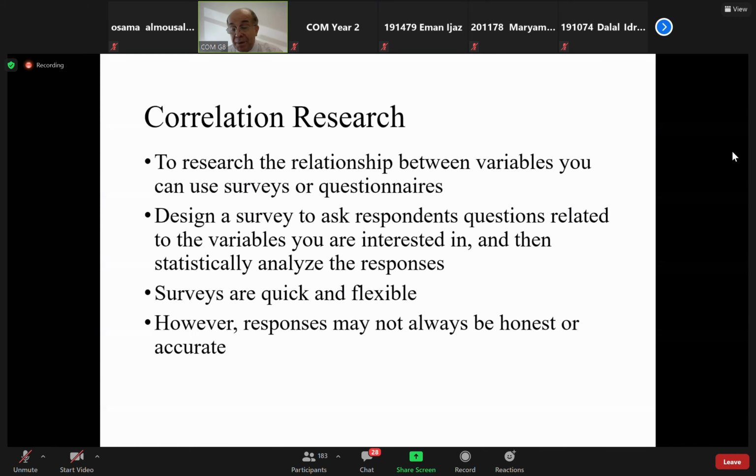Now remember, surveys are quick and flexible. Most people do surveys. However, what's the problem with surveys? People may not be honest. They may tell you whatever. You're assuming every answer is right. No, wrong. Every answer is not right because people may lie to you. Especially if you ask them, do you like the dean of the College of Medicine? Guess how many will tell you no? See, so you don't want to overestimate the survey.